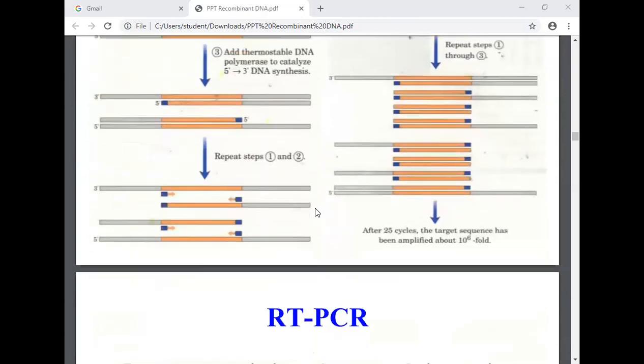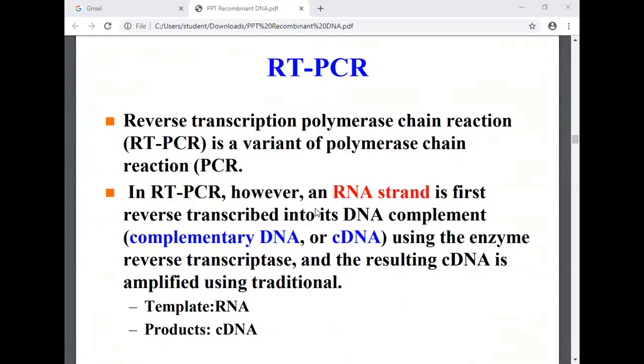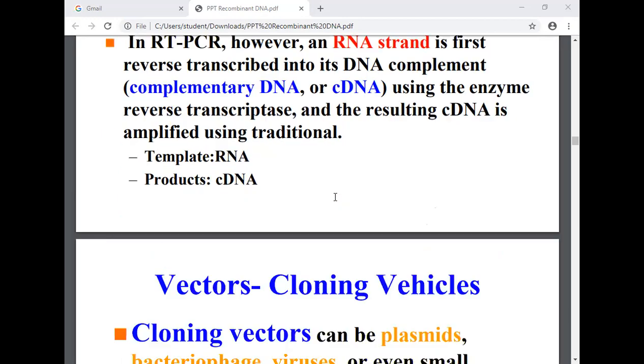These are the pictures you can see. Okay, RT-PCR means reverse transcription polymerase chain reaction, a variant of polymerase chain reaction. In RT-PCR, however, an RNA strand is first reverse transcribed into its DNA complement, or complementary DNA, using the enzyme reverse transcriptase, and the resulting complementary DNA is then amplified using traditional PCR.